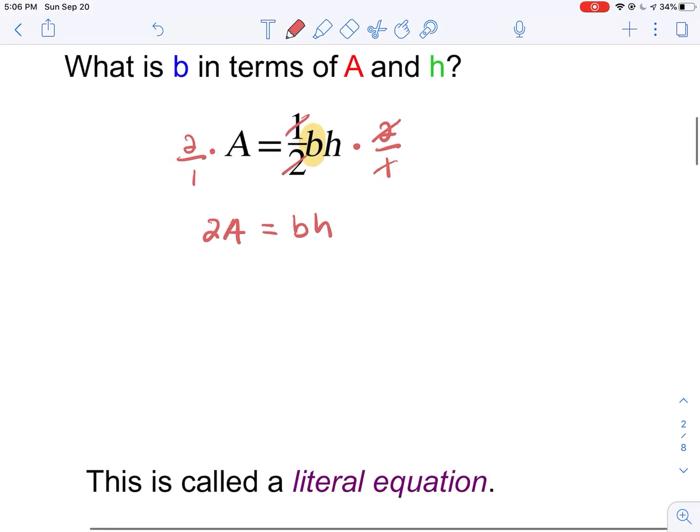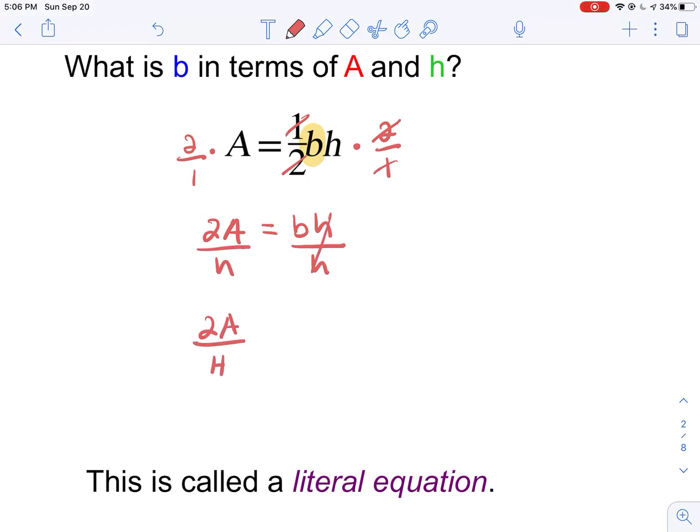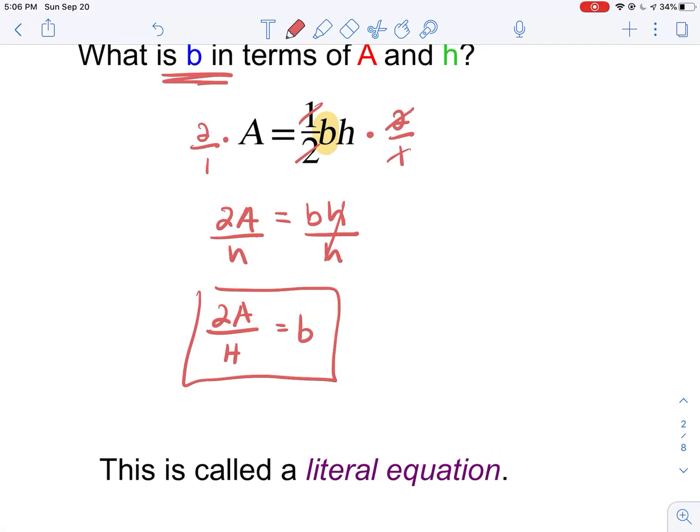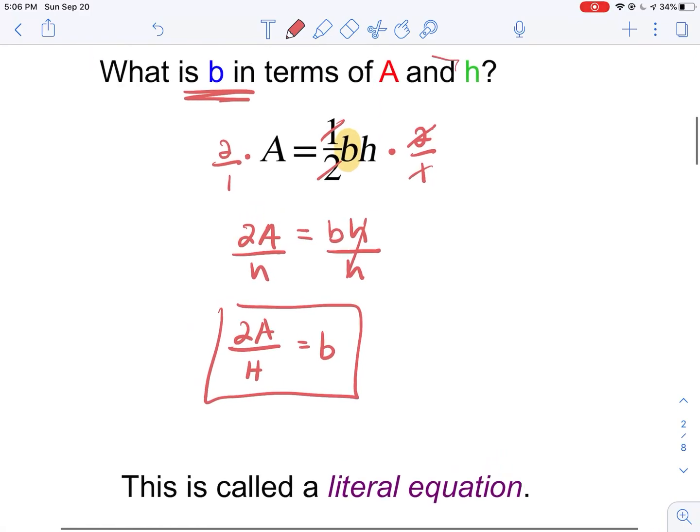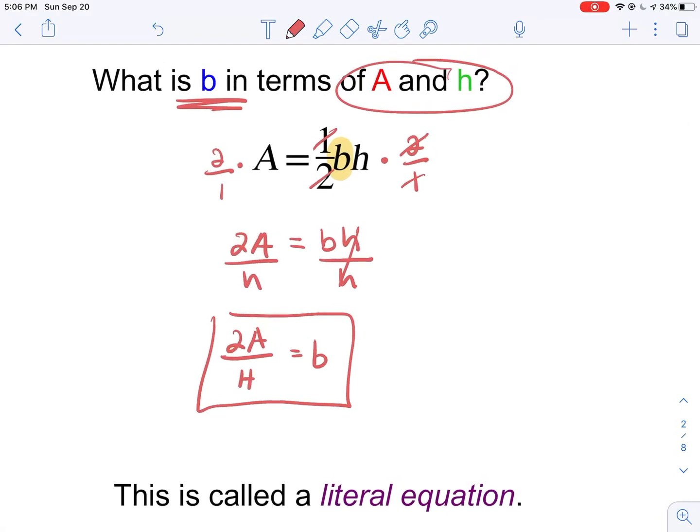So now I have a multiplication. I want to divide by the variable I don't want. So that's h, leaving 2a over h equal to b. Okay, so did I answer the question? Well, what is b? Yeah, well, I found b by itself in terms of a and h, well, that's what's on the other side. So I did, all right? So there's no further simplifications that can be done. We just leave our answer in that way.